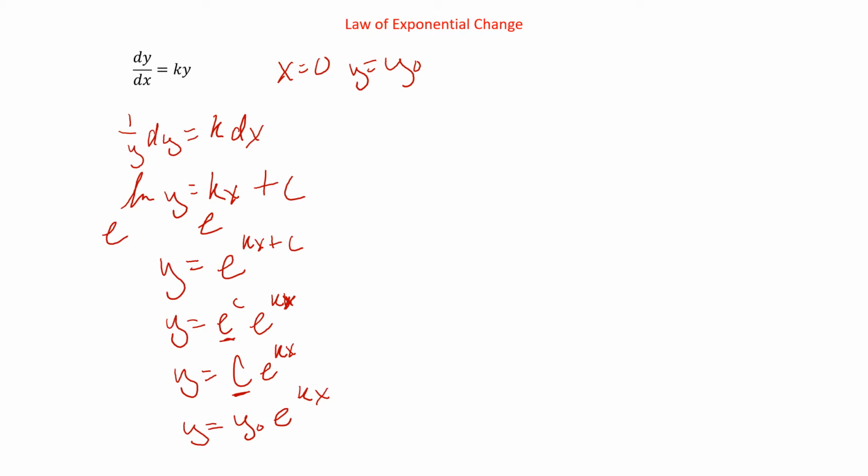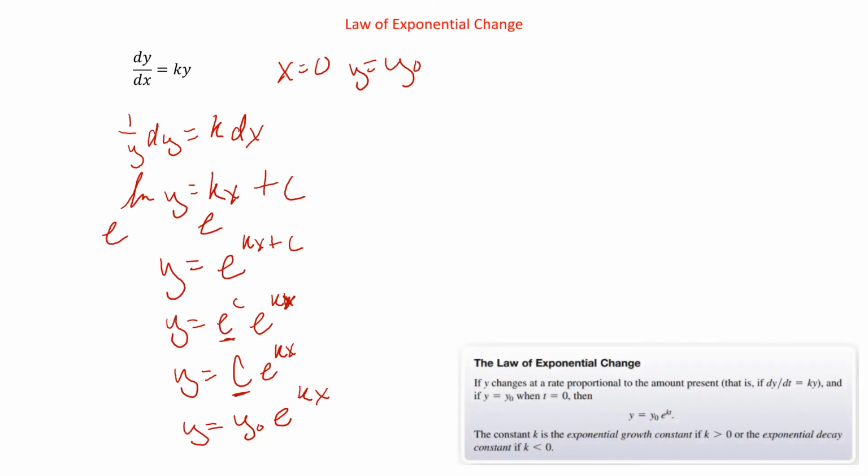So we have the rate of change, that k, is the same as it was in the initial one, but y equals the initial value times e to the kx. We've seen equations very similar to this in the past. And here it is again, the law of exponential change. If y changes at a rate proportional to the amount present, and y equals y naught when t equals 0, then we have that equation we just found.